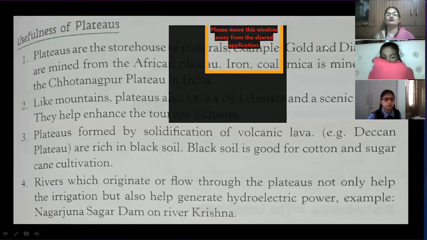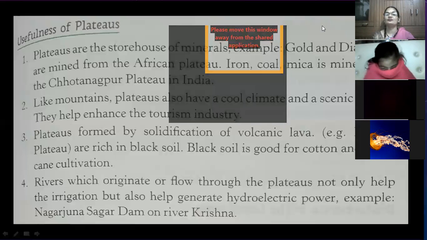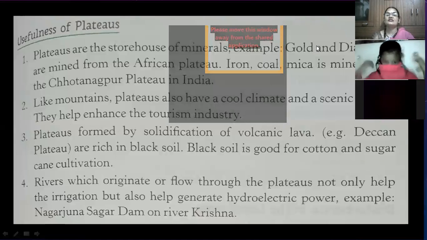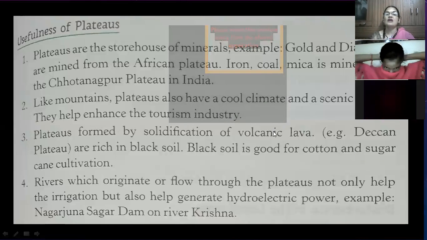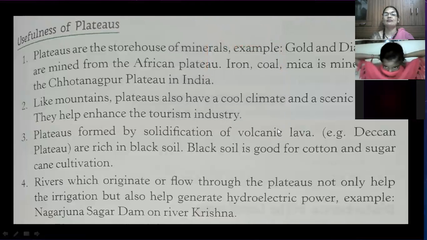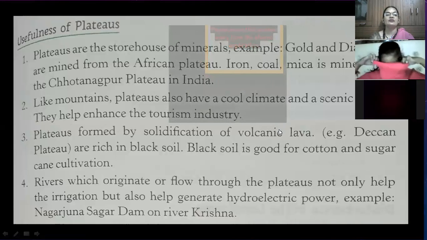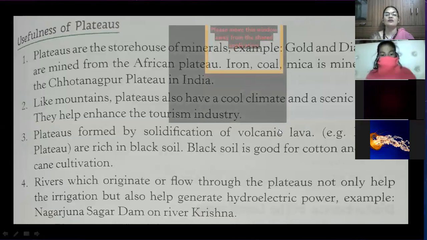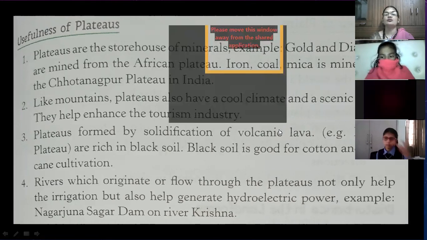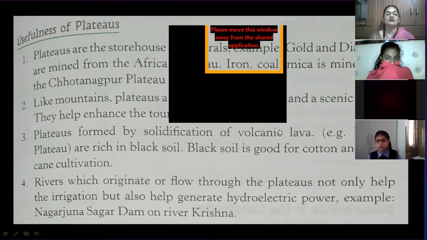How are plateaus useful? You all are aware. What is a plateau? Plateaus are tablelands. Plateaus are the storehouse of minerals, for example gold and diamond, which are mined from the African plateau. Iron, coal, and mica are minerals that are found in the Chota Nagpur plateau.